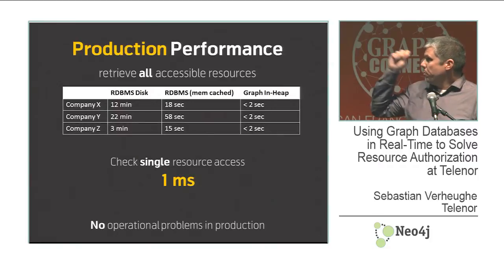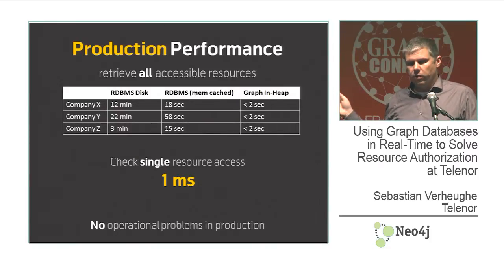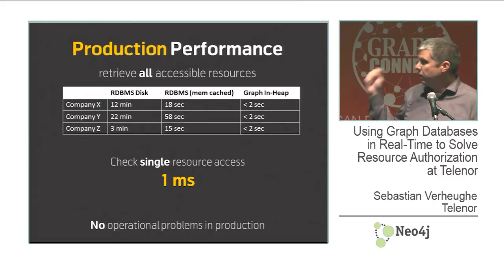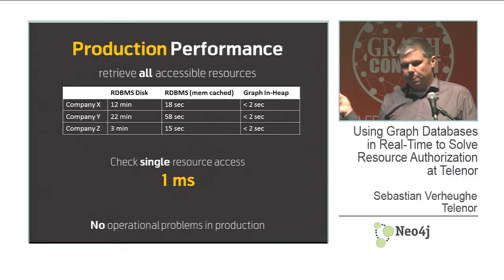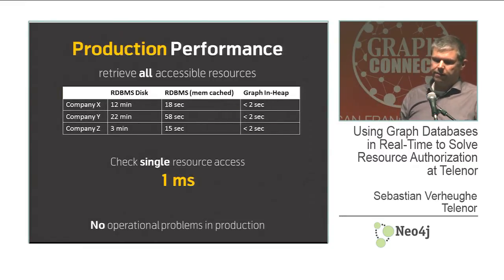Okay, so how does this compare with what we had? That's important. For the previous solution, we took different samples in production. In the worst case, when you access and it's not cached, because we don't have an in-memory database and we have a lot of data, so not everything is in memory. Company Y, which had a reverse result, took 22 minutes to calculate all the resources it had access to. So when you log on, it takes 22 minutes just to calculate which resources you have access to, and 12 minutes and 3 minutes for company Z.